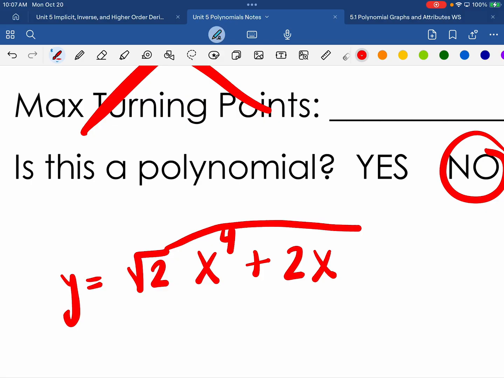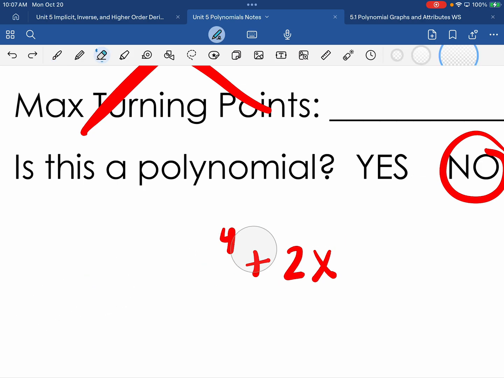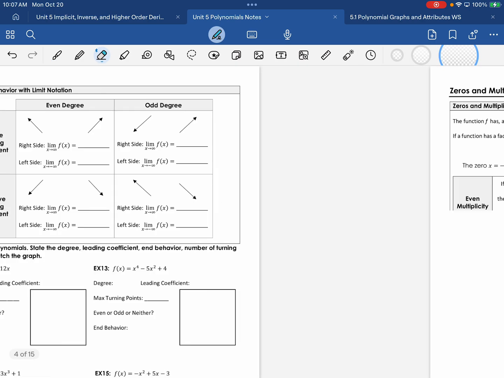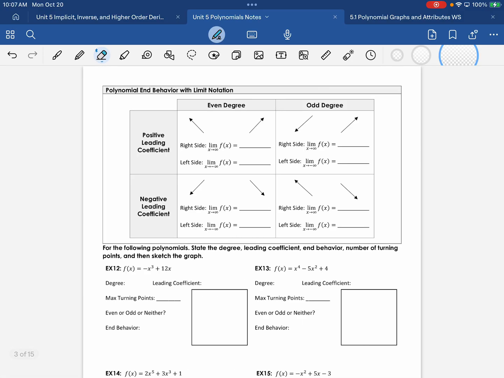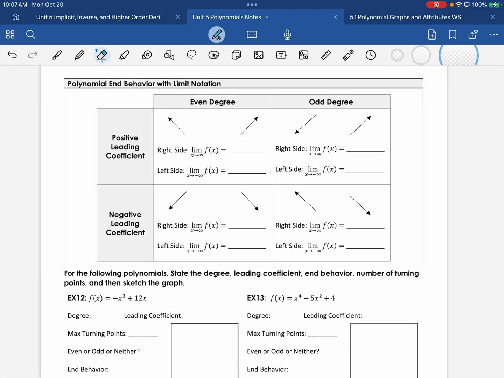If the square root was over everything, then it would not be a polynomial. What if it was only over one of the x's? Still not a polynomial. So if there are any x's under the square root, it's not a polynomial. Kind of like what you said, if it's looking confusing, it's probably not a polynomial.